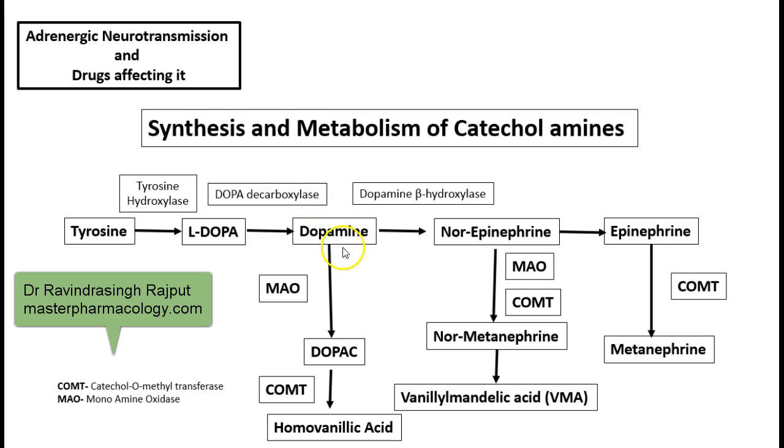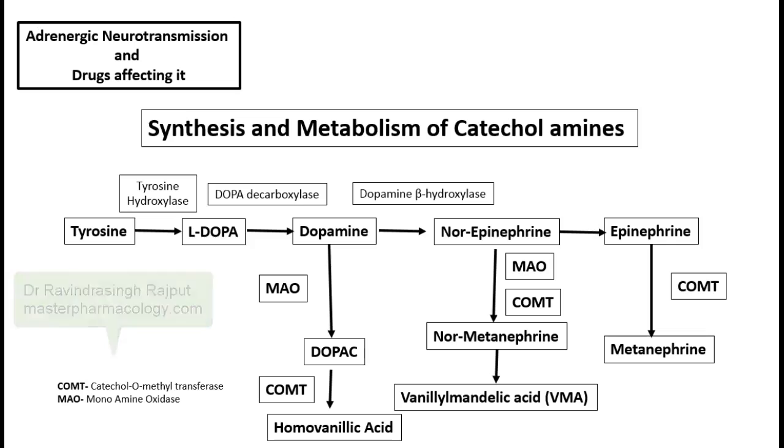Then this dopamine is further converted into norepinephrine, usually in the vesicles, with the help of the enzyme dopamine beta hydroxylase. And once the norepinephrine is formed at the various places in the sympathetic system, norepinephrine is the neurotransmitter. And usually in the adrenal medulla, the norepinephrine is converted into epinephrine. Now that's the synthesis of these important catecholamines.